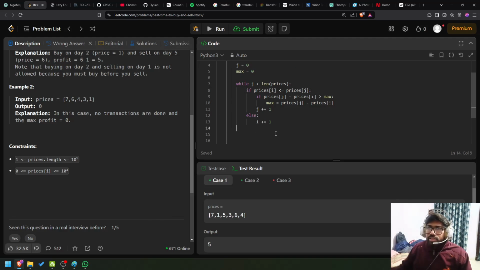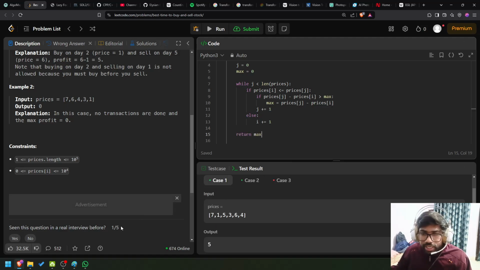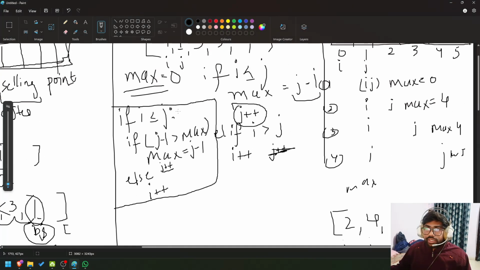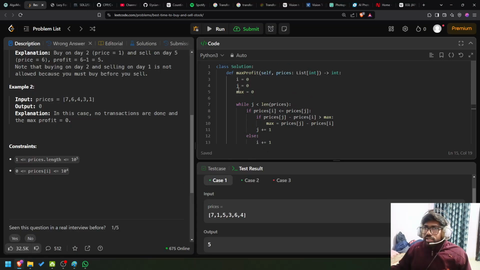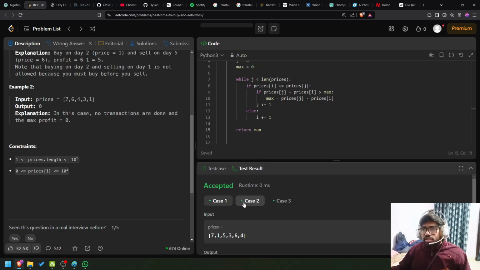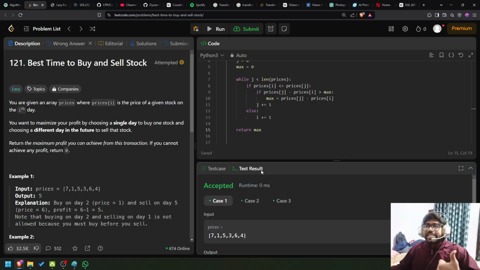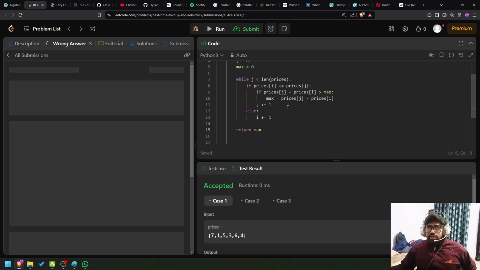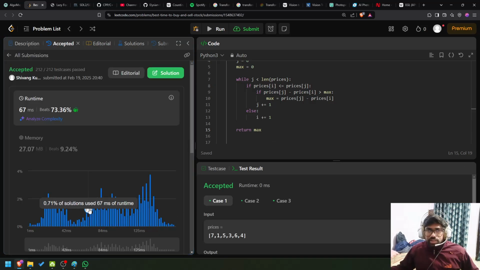I think this is it, and then we simply return the max. I think that's it, right? If i is less than or equal to, then if j minus i is greater than max, then we update max and increment j. Let's try to run this program. Yeah, okay, nice. So that is it. Not the best of solutions. 67 milliseconds.